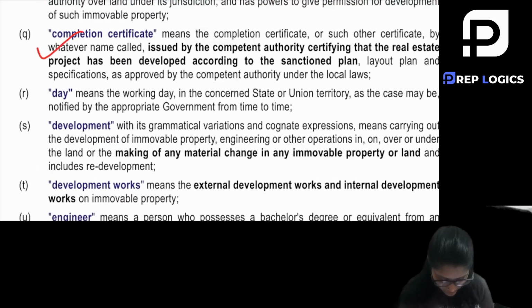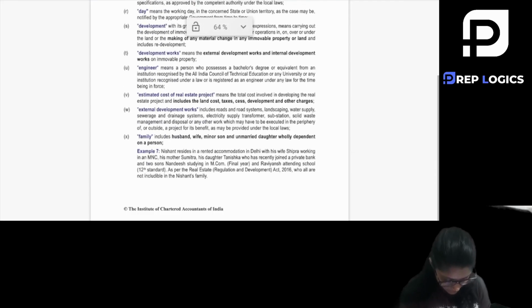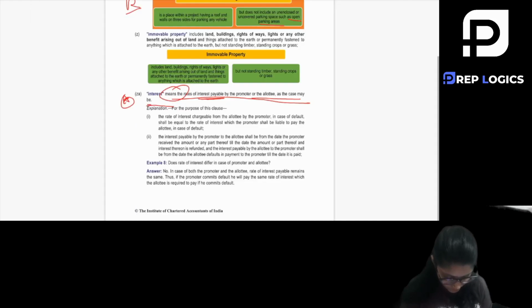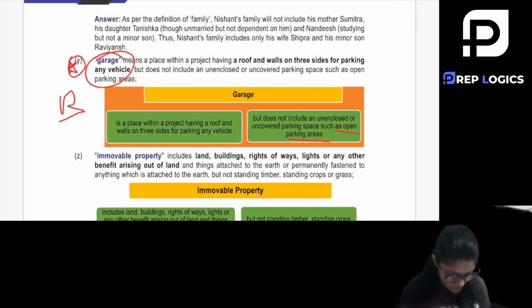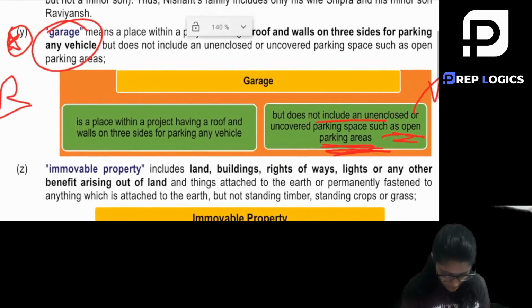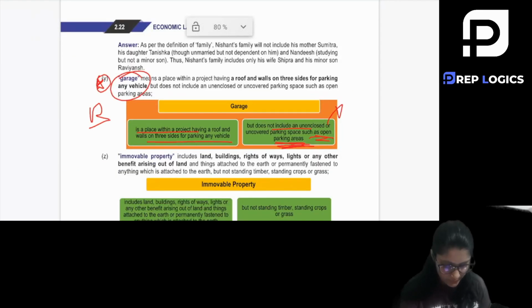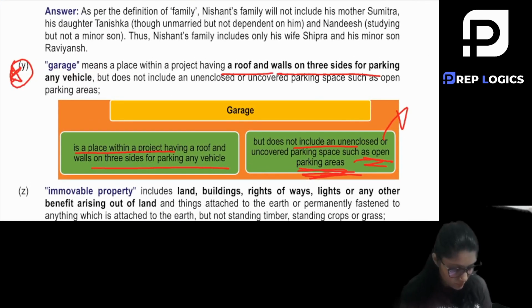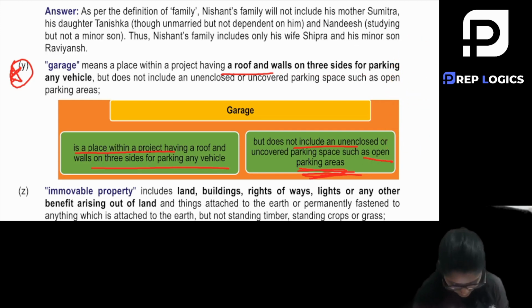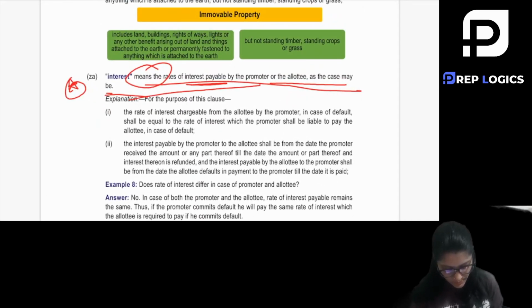Now I already told you what is completion certificate. Now garage actually does not include the open parking area. The open parking area is not the garage, but if there is an exclusive place given to you, assigned to you, that is known as garage. Okay, a roof with wall on 3 sides of parking, something like this, and you can park your car here. So this is known as garage, but the open parking area where all the cars are parked is not included into the garage. Interest must be of same rate.